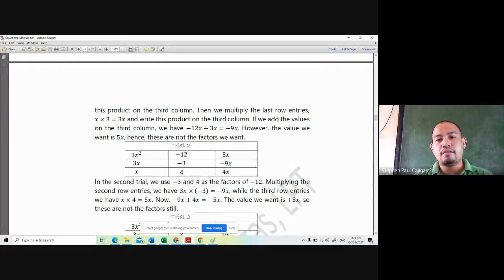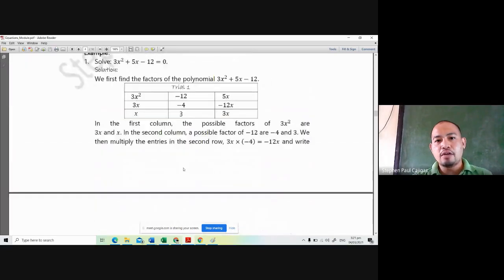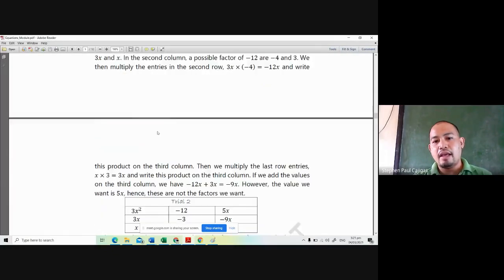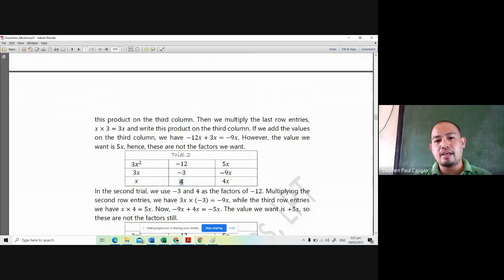And when you add negative 9x and 4x, what you will get is negative 5x. But what we want is positive. So the 4x is negative, and the 9x should be positive. So what should happen is that the 3 should be positive and the 4 negative. The negative 4 is multiplied by 3, but we want the negative 4 to be multiplied by 1, or by x.